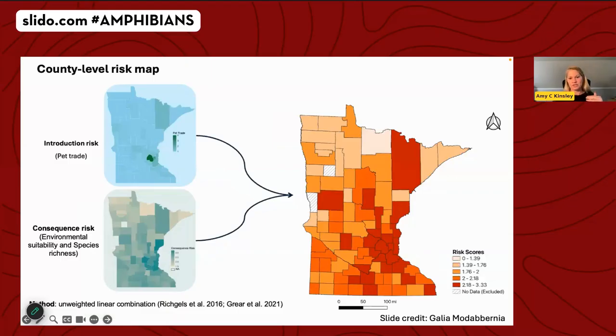But once we had that introduction score and we added it, we used what previous studies have used, called an unweighted linear combination. And so that means that these layers are combined, and then the highest relative risk starts to appear in these areas where the higher introduction likelihood coincides with those areas of higher consequence. And so that's what we're showing here. What stood out to us is that in Minnesota, the overlap is most evident in the southeastern part of the state and concentrated around the Twin Cities metro area.